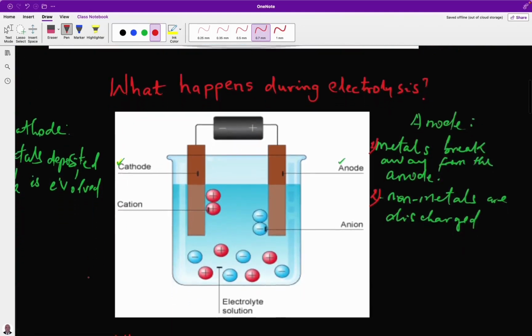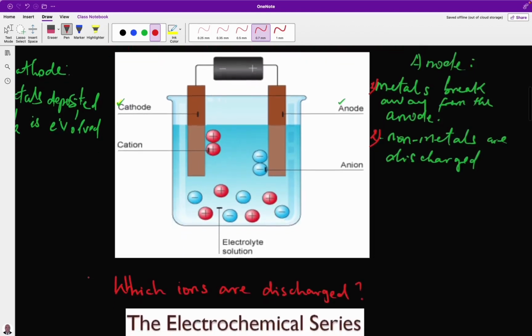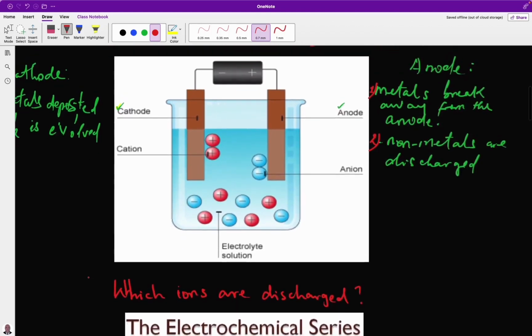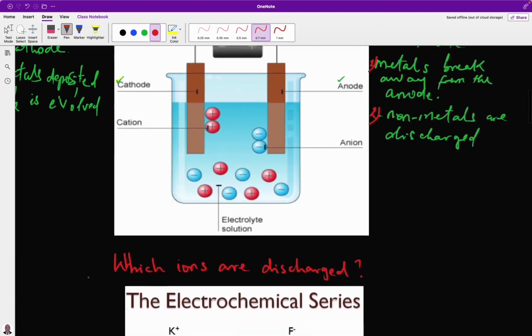During electrolysis, an electric current passes through the electrolyte to break down the substance into different ions. The cations will move to the cathode, and the anions will move to the anode, and they are discharged at the different electrodes. That moves us to another level.